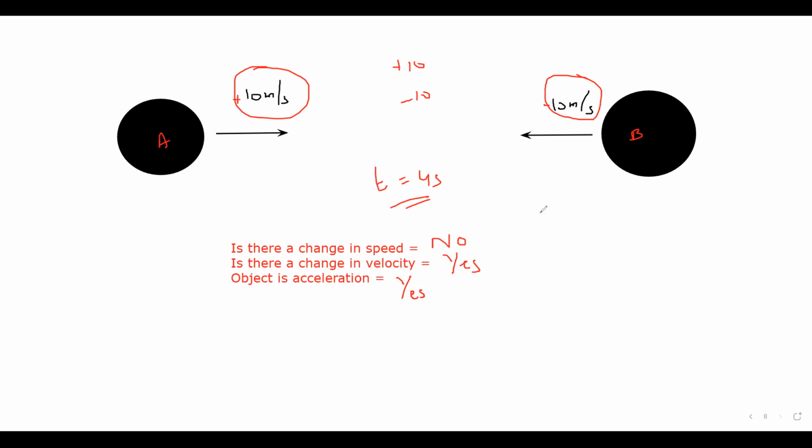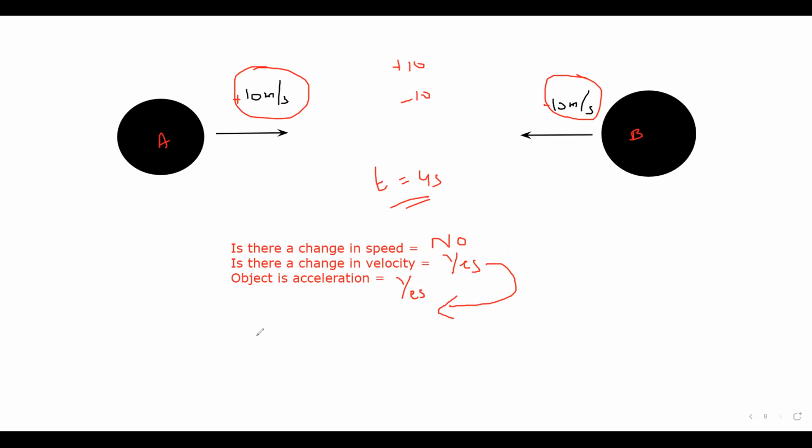Why is it accelerating? Because there is a change in the velocity. There is no change in speed. Why is there no change in speed? Because the number, the magnitude or the value, does not change, but as the direction changes, the velocity also changes. And whenever the velocity changes, the object is always accelerating.